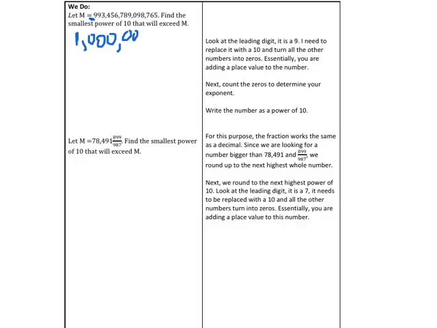This would have been 4, 5, 6. This would have been 7, 8, 9. This would have been 0, 9, 8. And this would have been 7, 6, 5. These are all zeros. The next thing I'm doing is I'm counting my zeros. 1, 2, 3, 4, 5, 6, 7, 8, 9, 10, 11, 12, 13, 14, 15. So that means I have 10 to the 15th power.